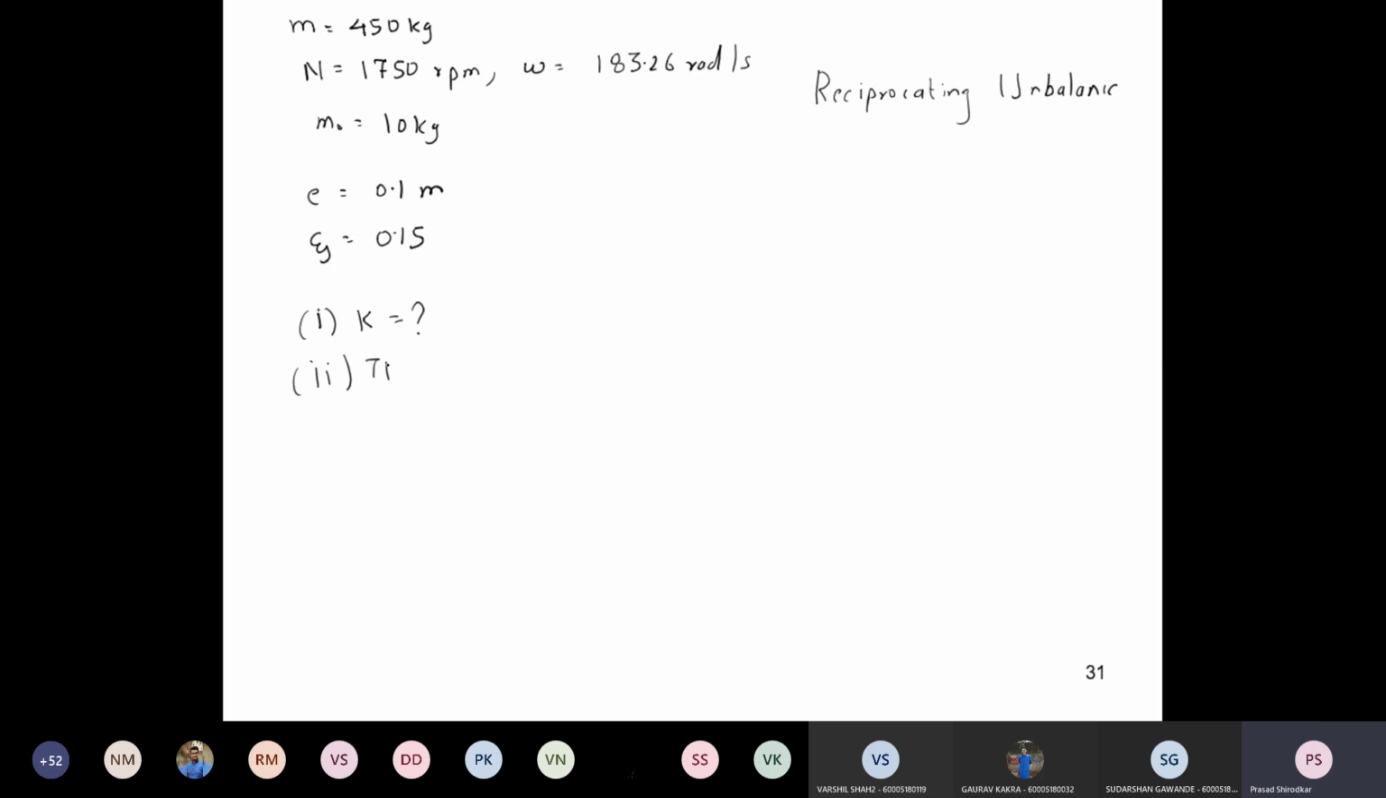Second, the transmissibility ratio is given as 0.2. That should be the transmissibility ratio. So TR is 0.2. You have to find stiffness, and the second thing you have to calculate is the amplitude of the transmitted force, that is the FT. These two things you have to calculate. Okay, so let's start the calculation of stiffness.